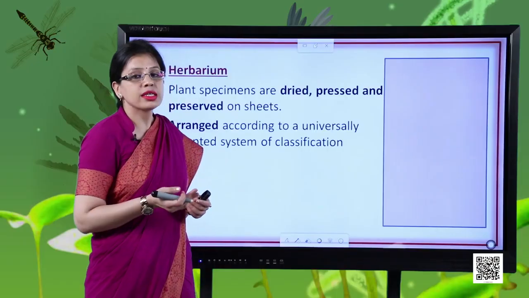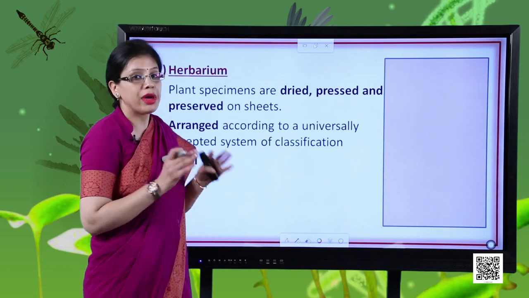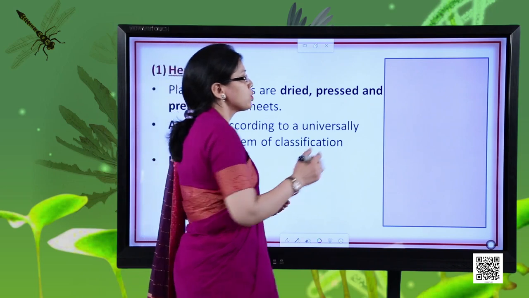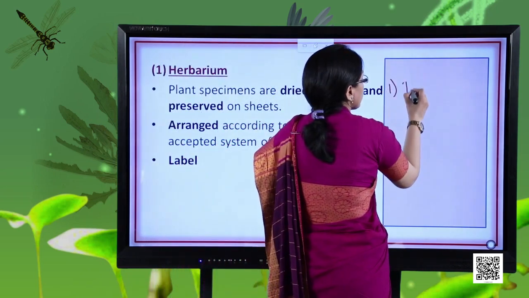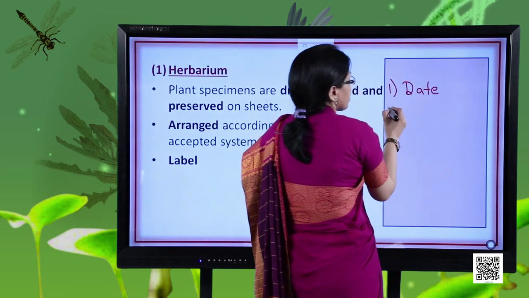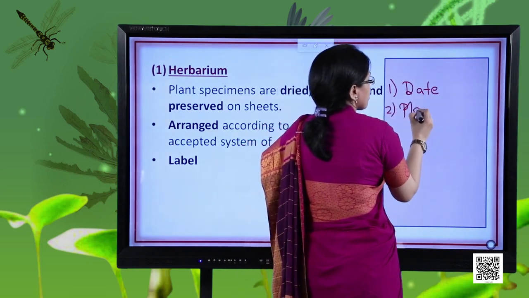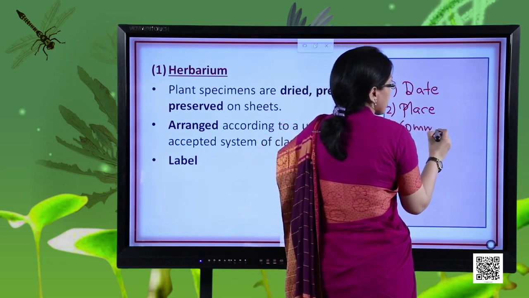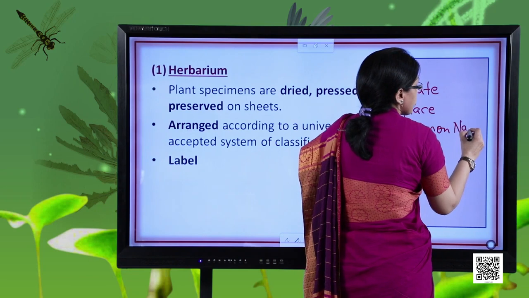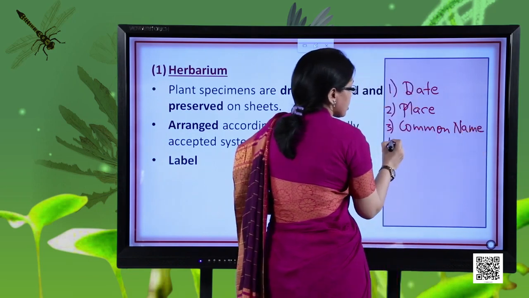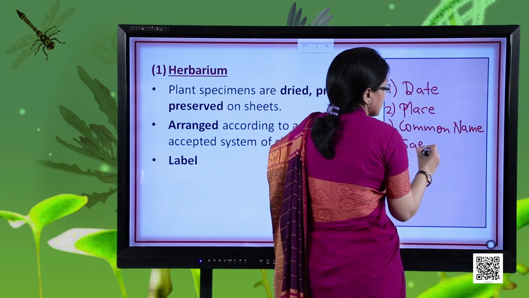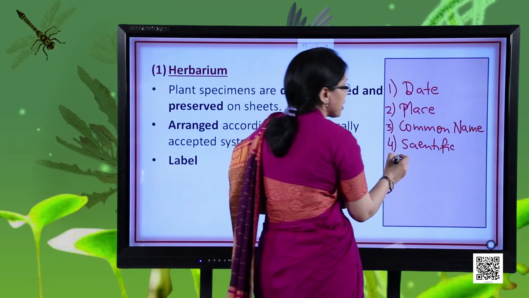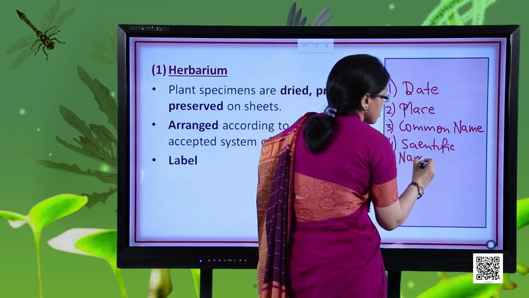A herbarium will be considered a good herbarium if it is giving us maximum information about the plant. So what all information will you be writing in the label? You can write, of course, the date on which this specimen was collected. Then you would be writing about the place from where this specimen was collected. Then you will be writing about its common name. Whatever common name in your region that plant is known as, you will be mentioning that. Then you will be writing about its scientific name. Okay? Scientific name means you will be writing as per the binomial nomenclature. So you will be writing the scientific name.